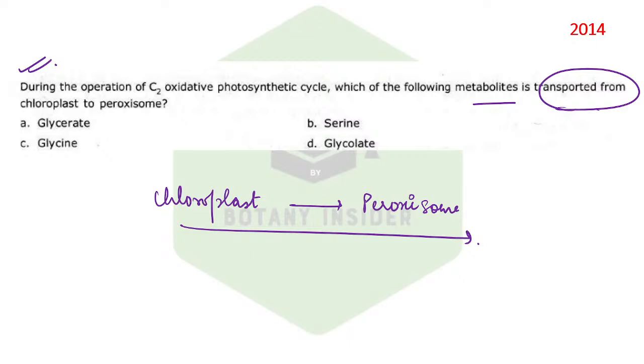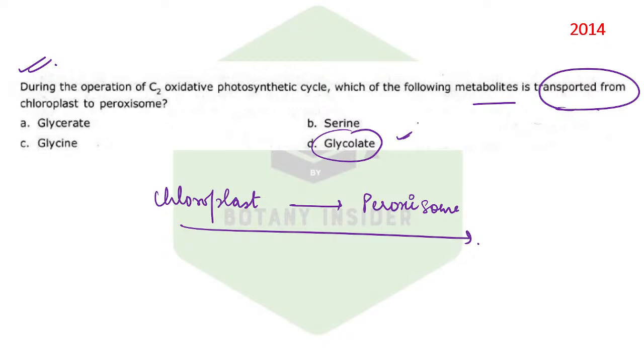Kajal, according to the answer key, the answer was cytokinin for the previous question. And if you're not confirmed, if you have any doubt, I'll read about it and let you know in the next class. Okay? Don't worry. Let's look into this particular question. The question is asking about the operation of the C2 oxidative cycle, which of the following metabolites is transported from the chloroplast to the peroxisome? It is glycolate. Very simple.